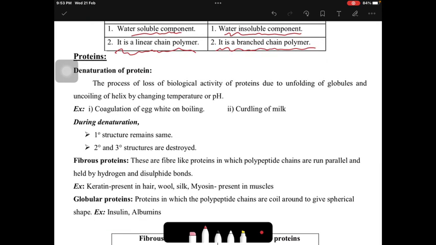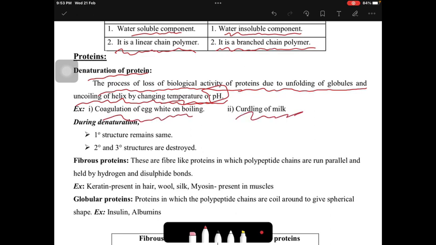Next, proteins in biomolecules. Denaturation of protein: the process of loss of biological activity of protein due to unfolding of globules and uncoiling of helix by changing temperature or pH. Coagulation of egg white on boiling and curdling of milk are examples of denaturation of protein. During denaturation, the primary structure remains the same, while secondary and tertiary structures are destroyed.